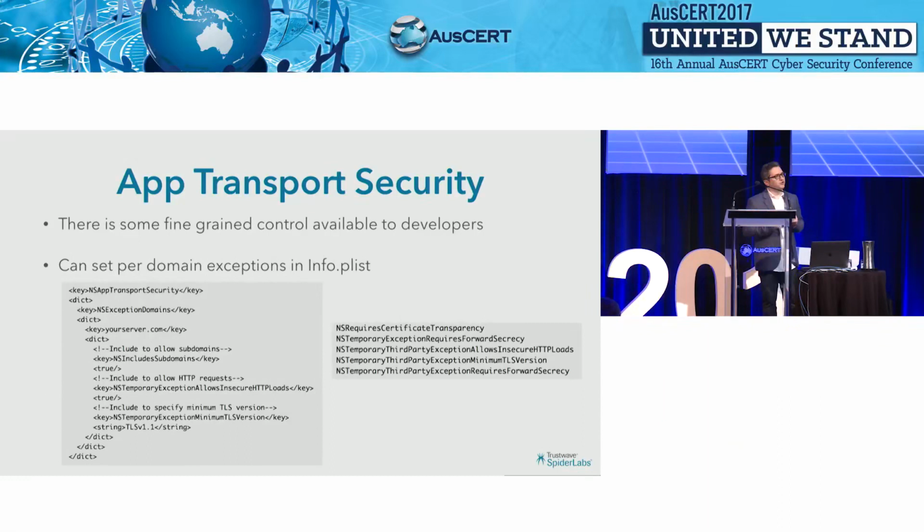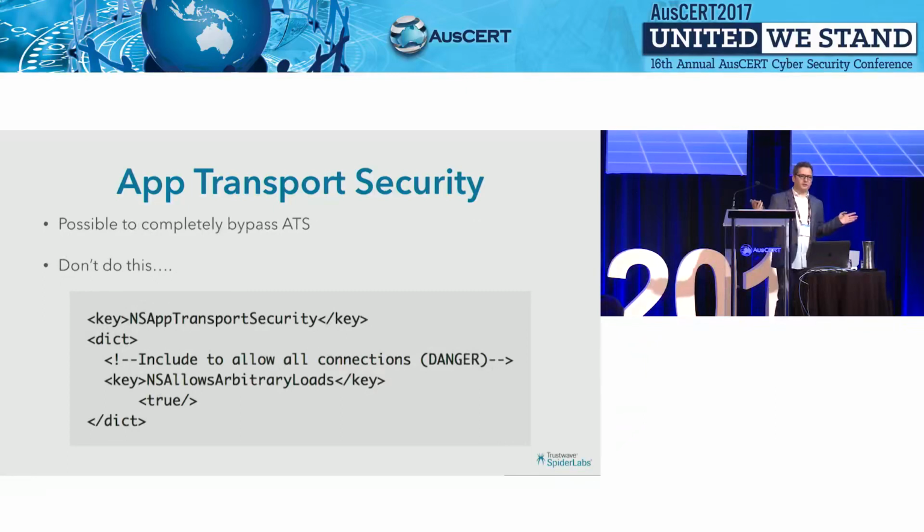So there's some fine-grained control that's available to developers. You can set per-domain exceptions in the info plist file. So you can include certain subdomains. You've got temporary access to loading HTTP resources if it makes sense, right? So you get some fine-tuned controls, but it's also possible with those controls to completely bypass it. Don't do that. I don't know if, once it comes in and there's a deadline, whether this will get you in trouble and you won't get accepted into the App Store. Maybe not. But even if it does, you shouldn't just allow all, right? You're defeating what's a pretty good security control.